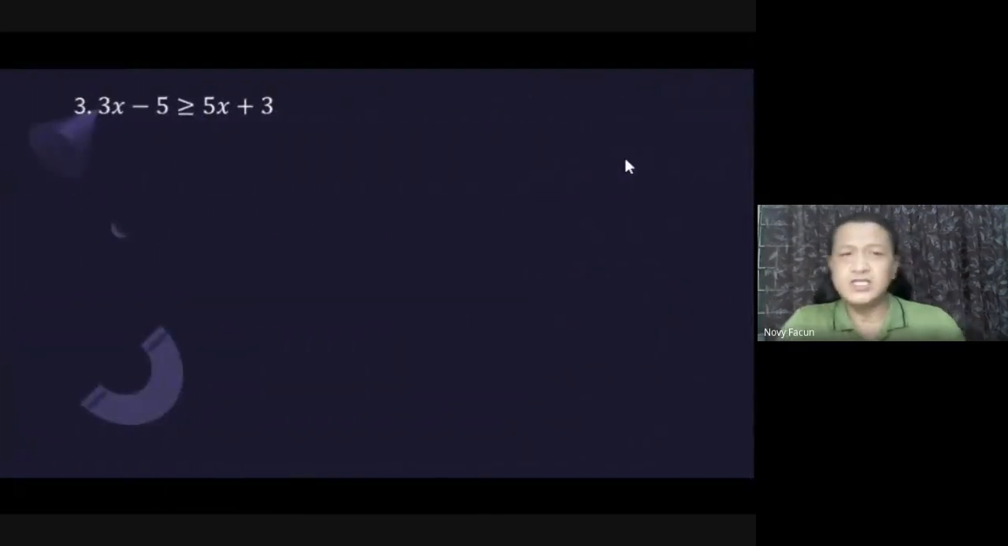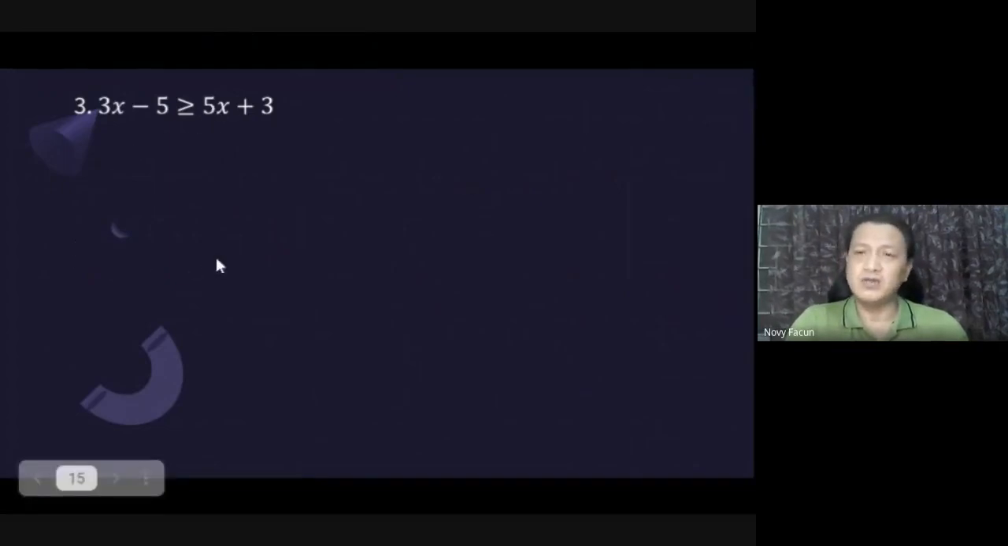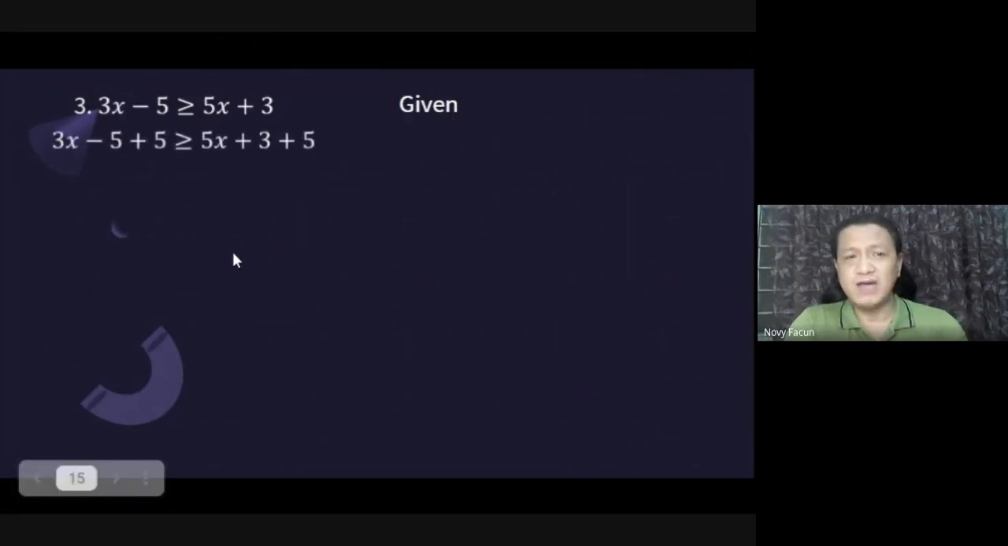And with that, we also have number 3. 3x minus 5 is greater than or equal to 5x plus 3. So the first thing that you're going to do is combine like terms. Since meron silang constant dito, ito ay meron ding constant. You have to transpose doon sa right side. Dito naman merong variable, i-transpose mo din doon. So that is the given, and you are going to transpose. We have this 3x minus 5 plus 5 is greater than or equal to 5x plus 3 plus 5.